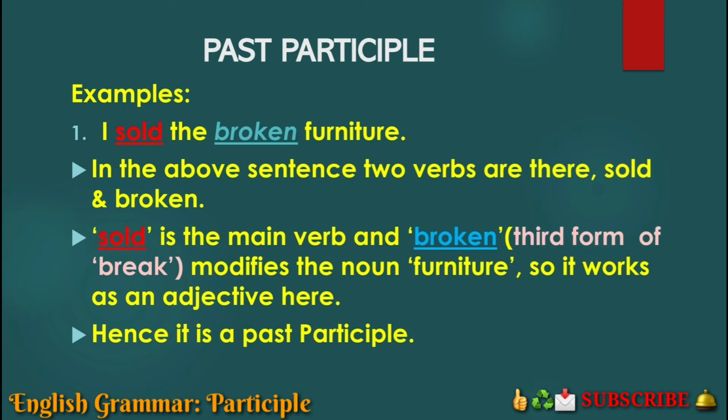So, students, in this sentence, broken describes the noun furniture. So it is a past participle because it works as an adjective here. Okay, have you understood? Let's have one more example.